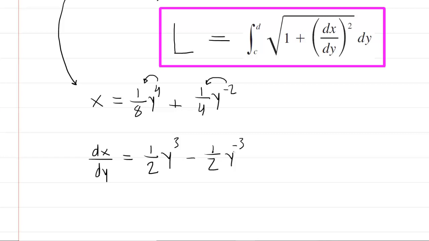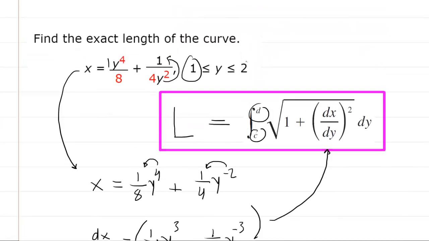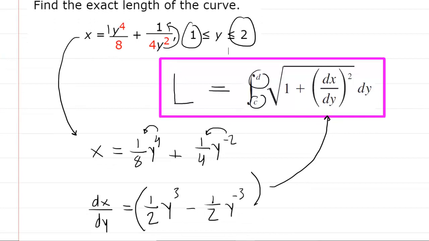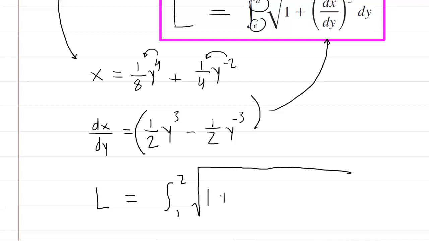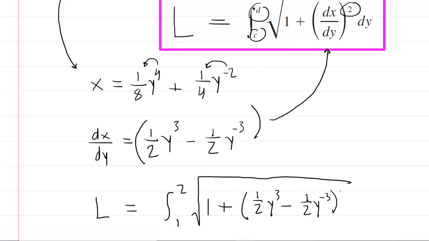And what we will do now is plug this derivative, dx dy, into the arc length formula. We will also include the lower and upper bounds, which, if we recall, were 1 and 2 respectively. So we will integrate from 1 to 2. So now we have the arc length is equal to the integral from 1 to 2 of a big square root, and then we'll have 1 plus our dx dy, which we will fill in. And then don't forget that after filling in your dx dy, you have to square it. So we'll include a squaring right there, and then here we have dy.